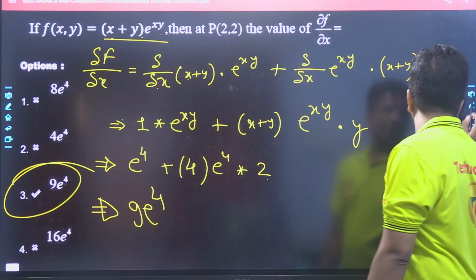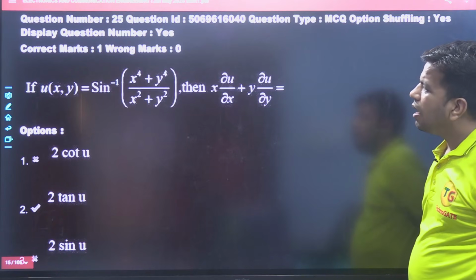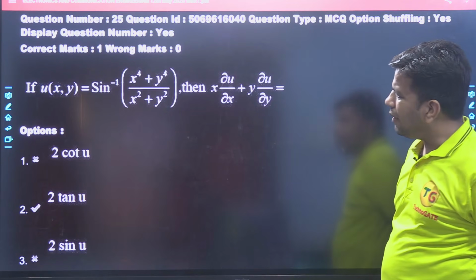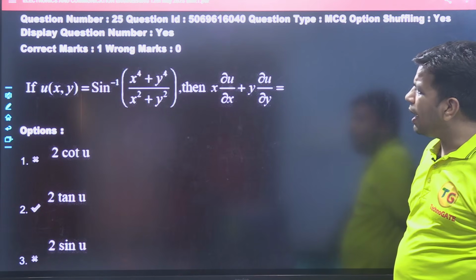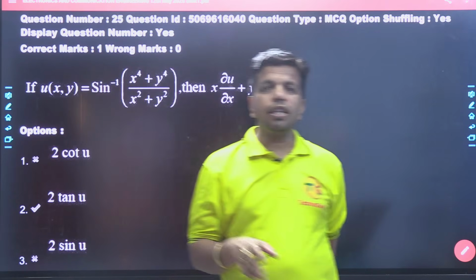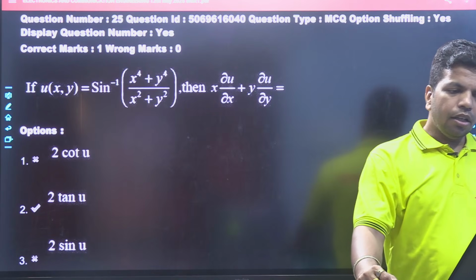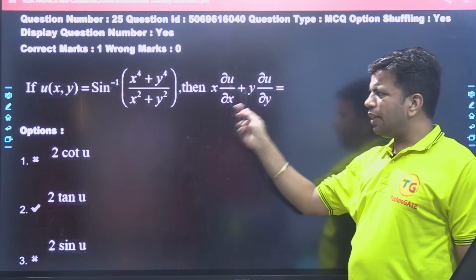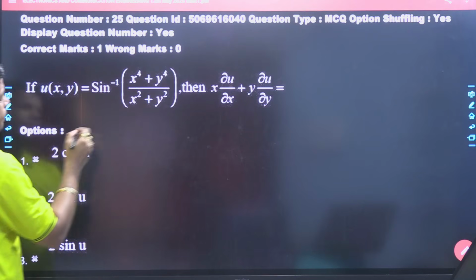Are you getting the point? Okay. Let's move toward the next question. If u(x, y) equals sine inverse of (x square plus y square) divided by (x square plus y square), then x del u by del x plus y del u by del y, means ultimately we need to differentiate this equation partially with respect to x, then do the partial differentiation with respect to y, and then put the values in this particular equation, and you get your answer. Okay, so let's see. First of all we'll do the partial differentiation with respect to x.